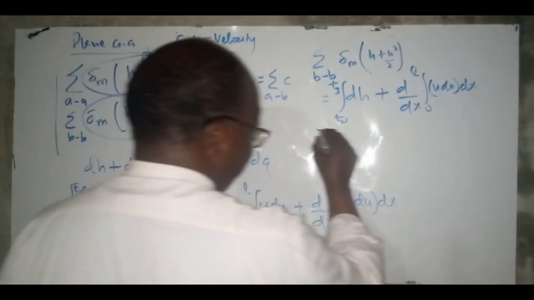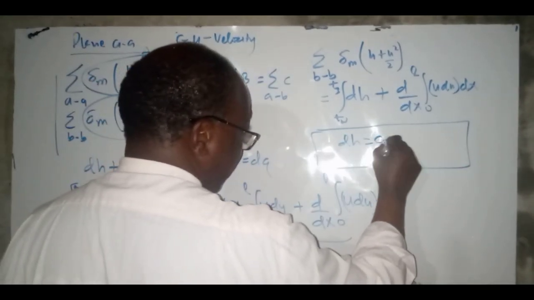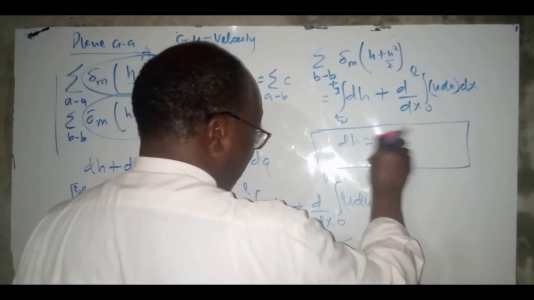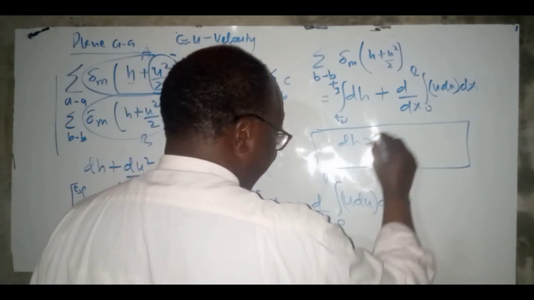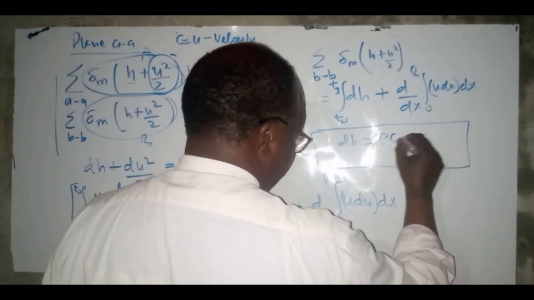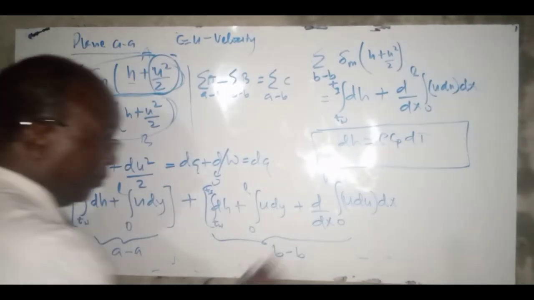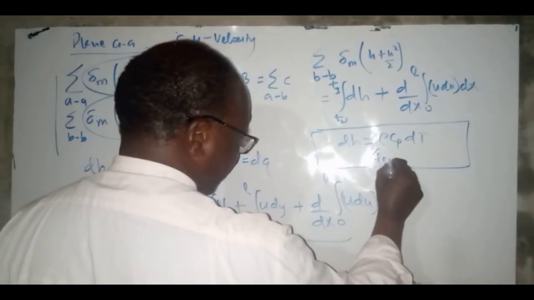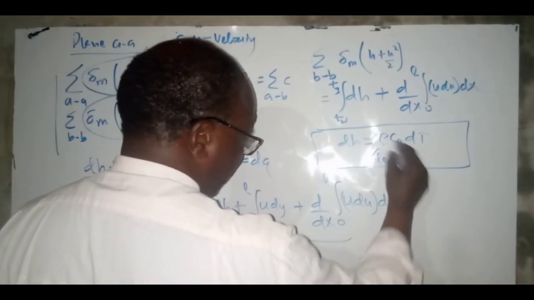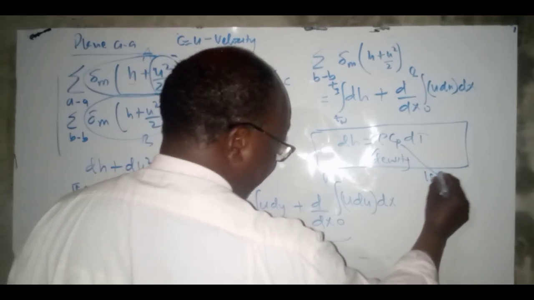But remember that generally dH, the specific enthalpy, is rho Cp dT. Remember that. Density, that is isobaric. Cp is isobaric heat capacity.